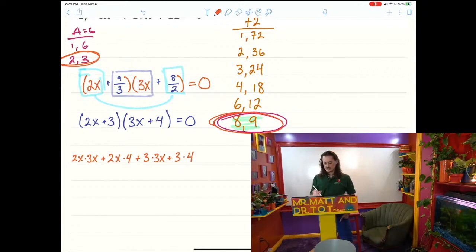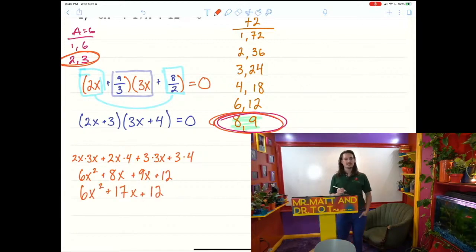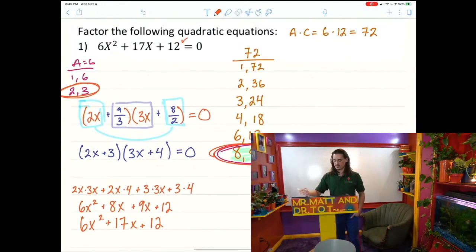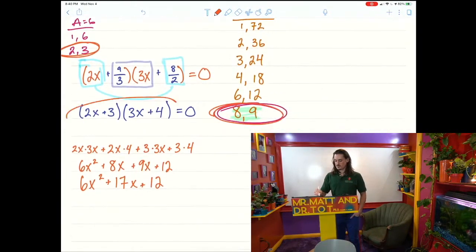Notice 2x times 3x is 6x squared. 2x times 4 is 8x. 3 times 3x is 9x. 3 times 4 is 12. And that will simplify back into the quadratic that we originally started with, which is 6x squared plus 17x plus 12. So that is what we started with way up here. So this is our answer in factored form.